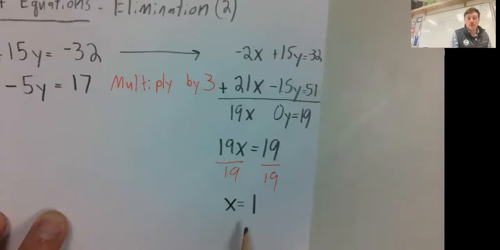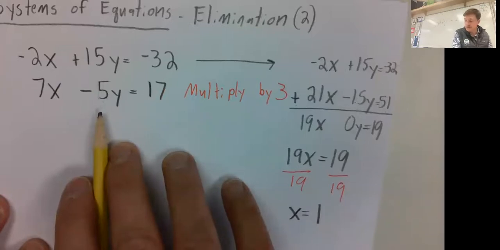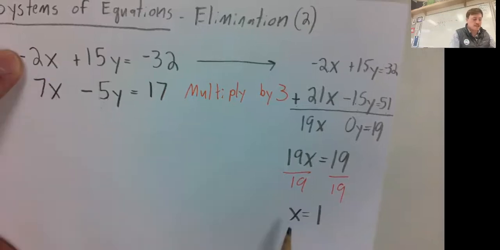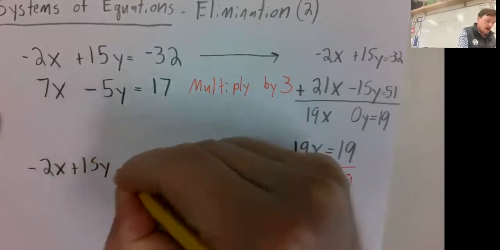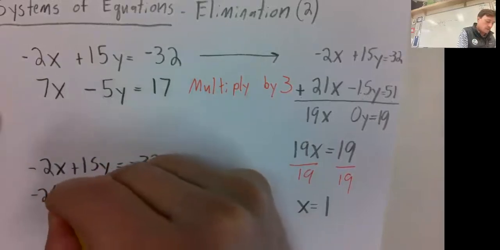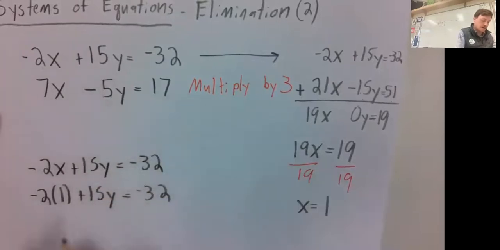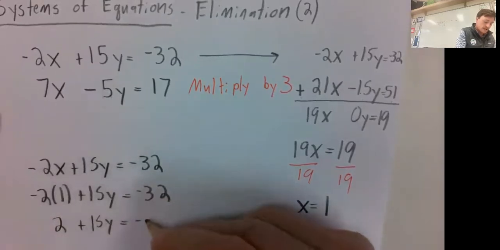Same as the steps from before. Once we figure out the value of one variable, we plug that into the other. It doesn't matter which one, and we're going to solve for the other one. Let's just do the first one here. So I'm going to take this first equation, plug x in, and solve for y. So negative 2x plus 15y equals negative 32. I'm going to plug in 1 for x, so negative 2 times 1 plus 15y equals negative 32. Cleaning this up, negative 2 plus 15y equals negative 32.